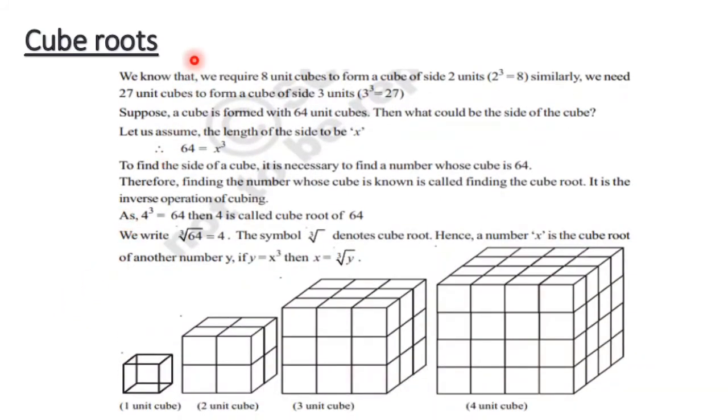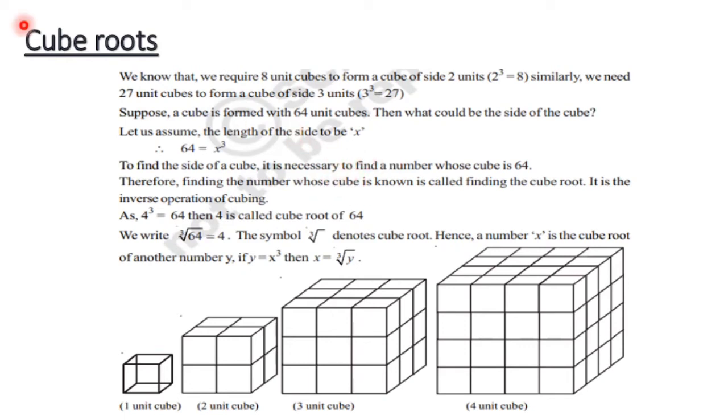Now, we will discuss cube roots. We know that we require 8 unit cubes to form a cube of side 2 units. Similarly, we need 27 unit cubes to form a cube of side 3 units. Suppose a cube is formed with 64 unit cubes, then what could be the side of the cube? Let us assume the length of the side to be x, then x cube is equal to 64. To find the side of a cube, it is necessary to find a number whose cube is 64.